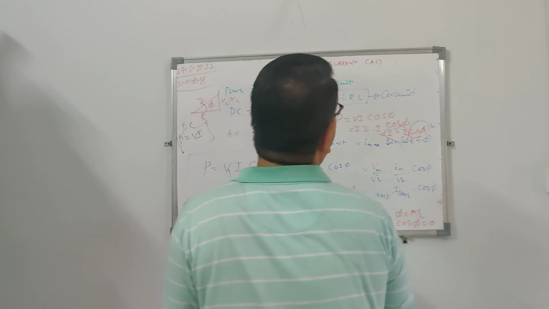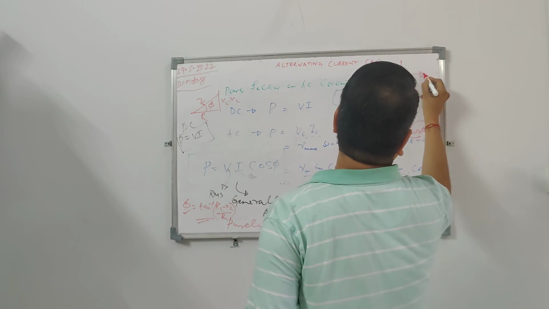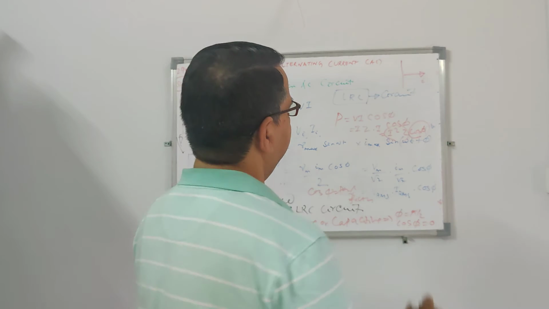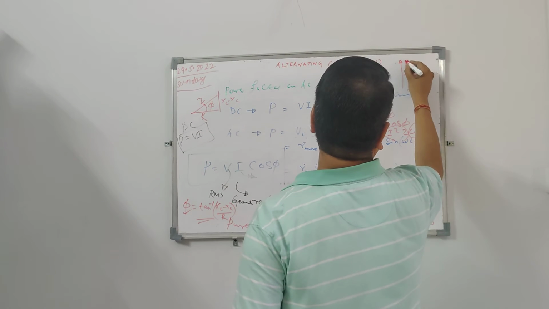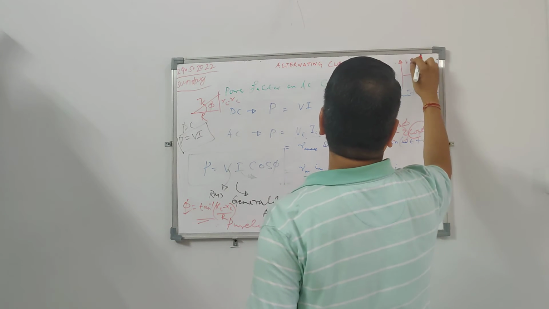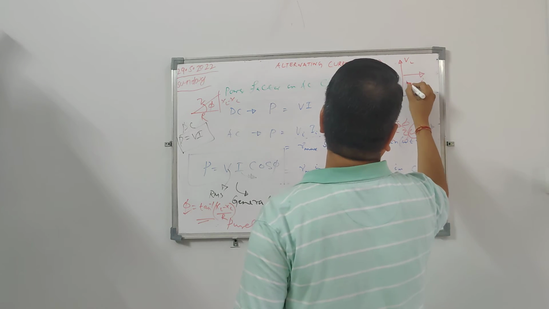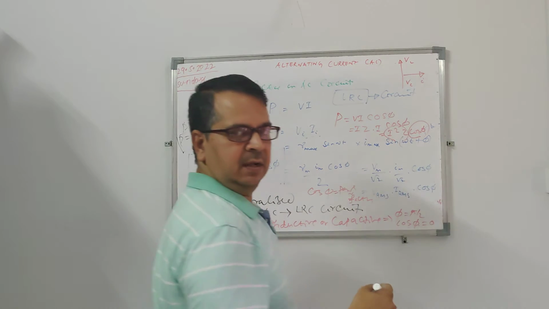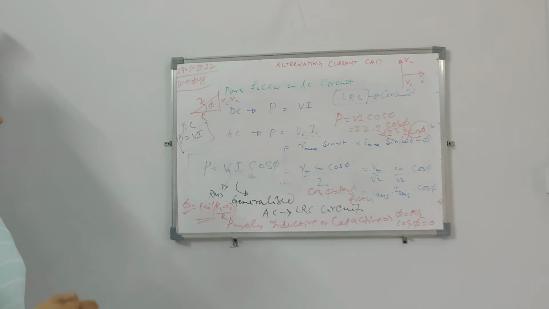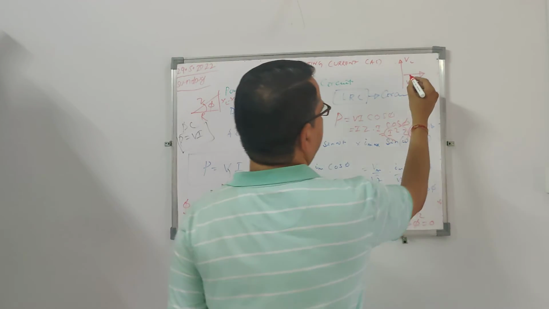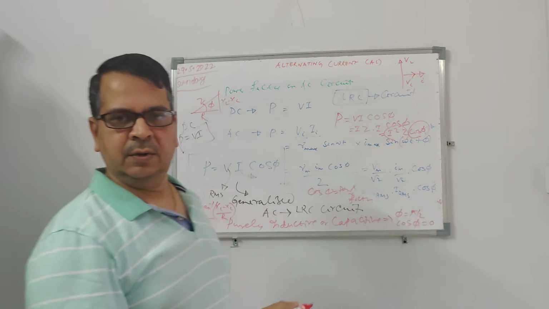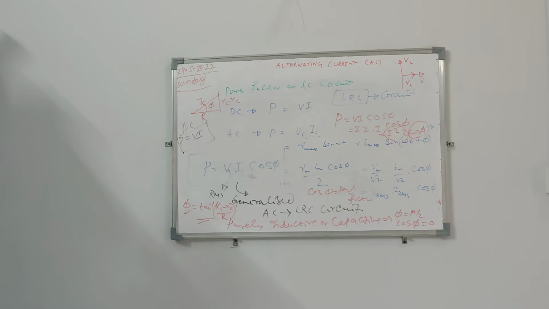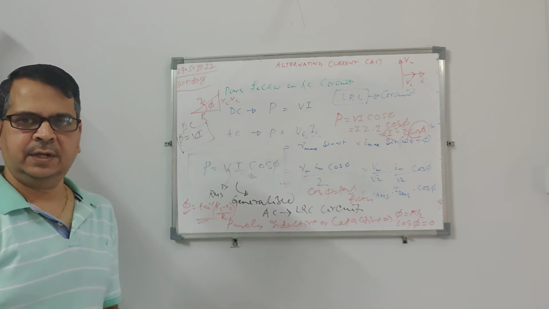Or you can remember it like this. Always think that my current is like this. Then this is, let us say, my VL, and this is my VC. If this is the case, what will be my resulting voltage? You always remember that this I is my resistive current, and with respect to the resistive, how are the other two?